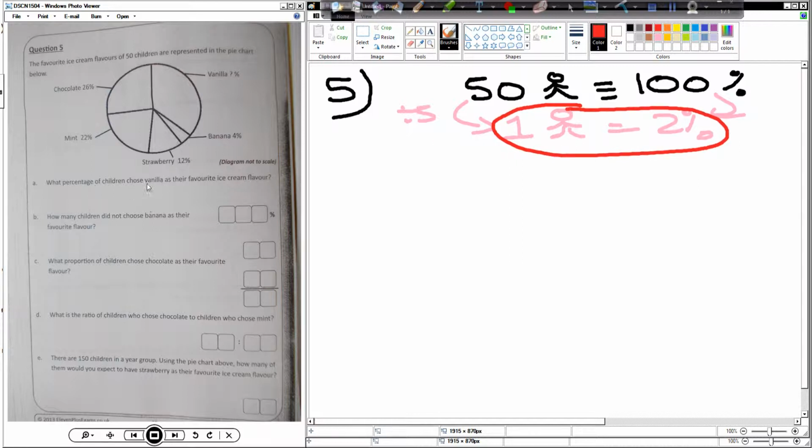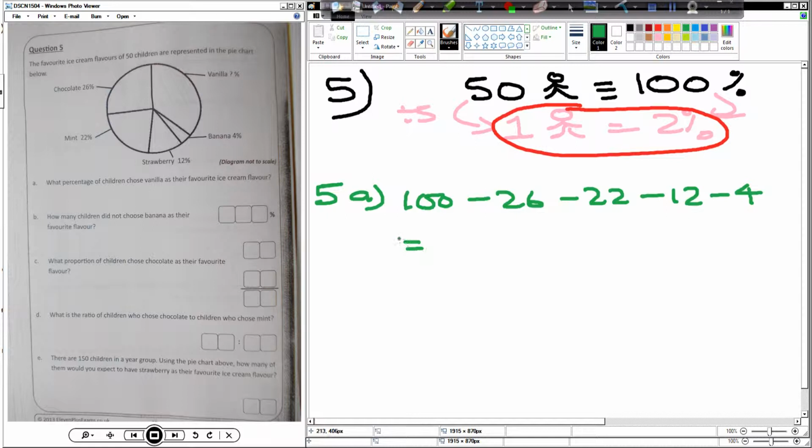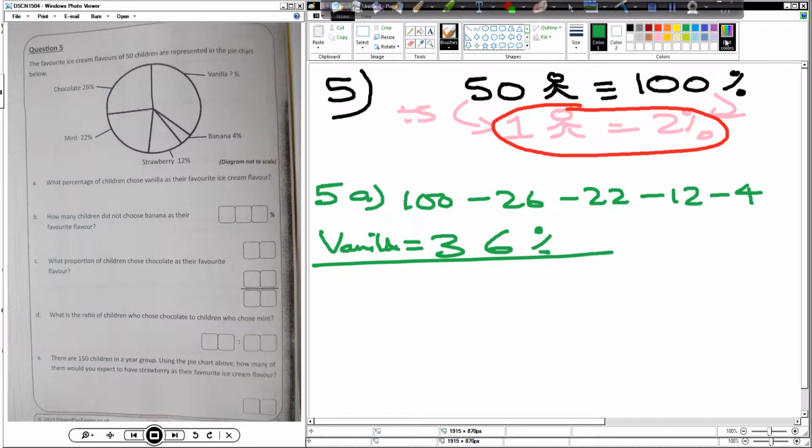So it goes, what percentage of children chose vanilla as their favorite ice cream flavor? So vanilla has got no number on it. But if we add up all these values here, minus from 100, we should get vanilla. So for question 5a, if we do 100% minus all the other percentages, so that will give us a total of 36% for 5a.